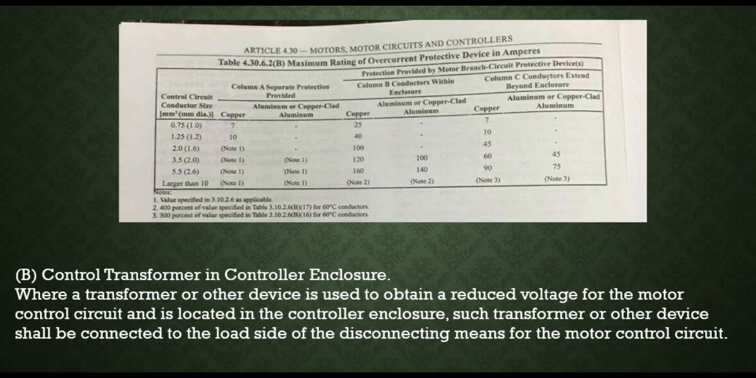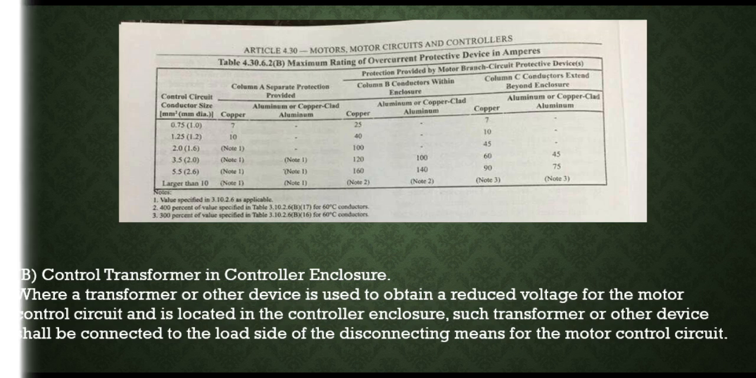Next is the last slide, which presents table 4.30.6.2b showing maximum overcurrent protection ratings for control circuit conductors. Kung ang control transformer na sa controller enclosure, dapat connected ni sa load side sa disconnecting means para sa motor control circuit. This ensures the transformer is de-energized when the disconnecting means is open.